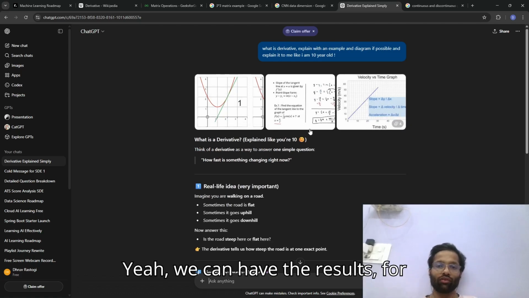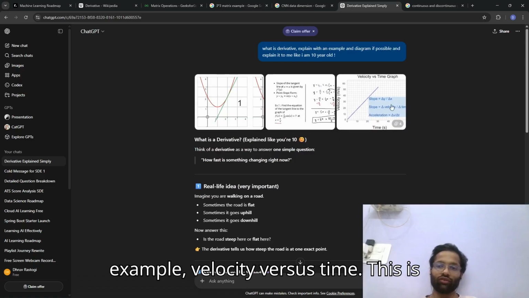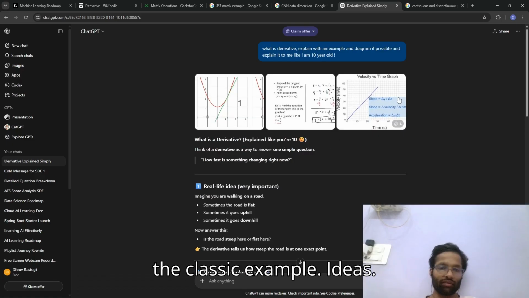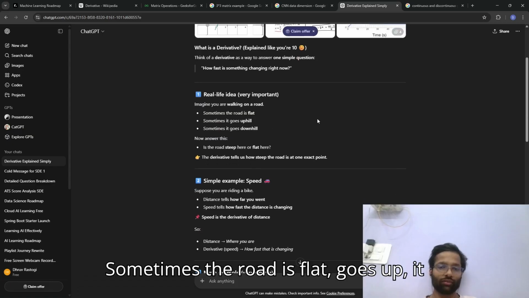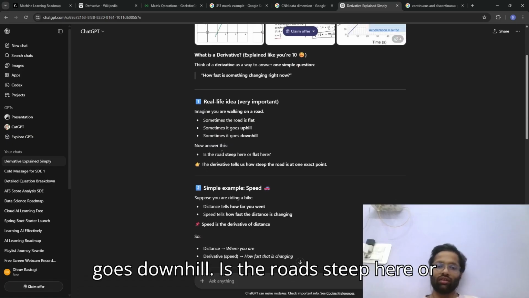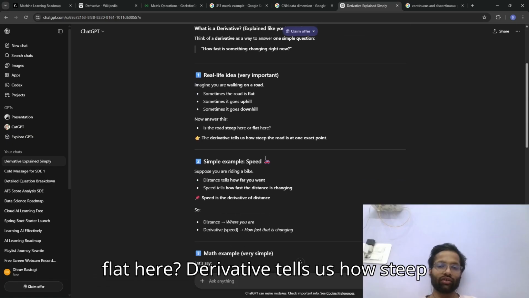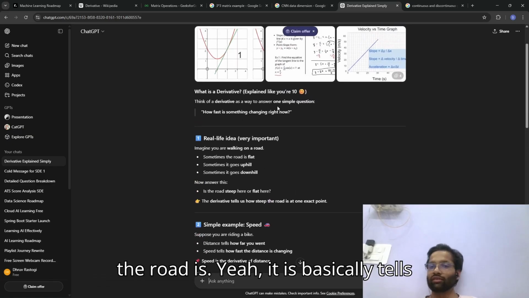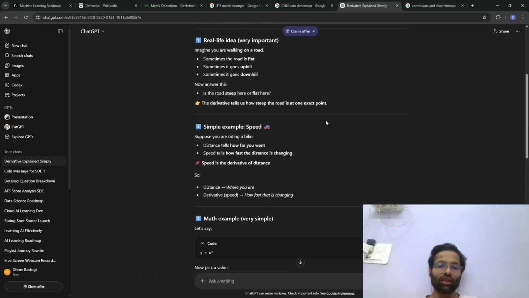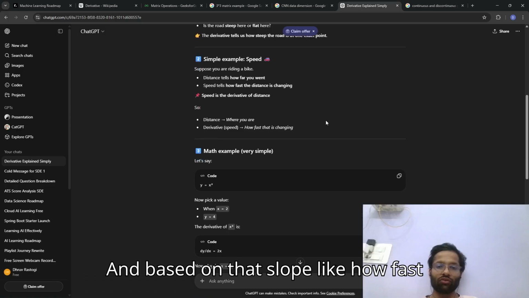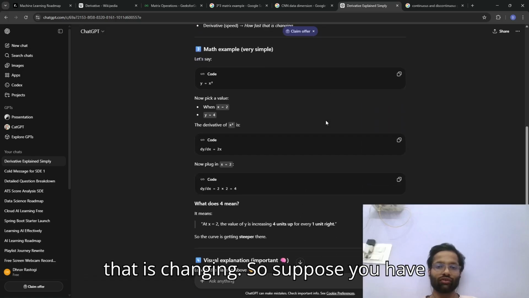Yeah, we can have images also. Example, velocity versus time. This is the classic example. Real life idea: sometimes the road is flat, it goes uphill, it goes downhill. Is the road steep here or flat here? The derivative tells us how steep the road is. Basically, it tells us the slope, and based on that slope, how fast something is changing.